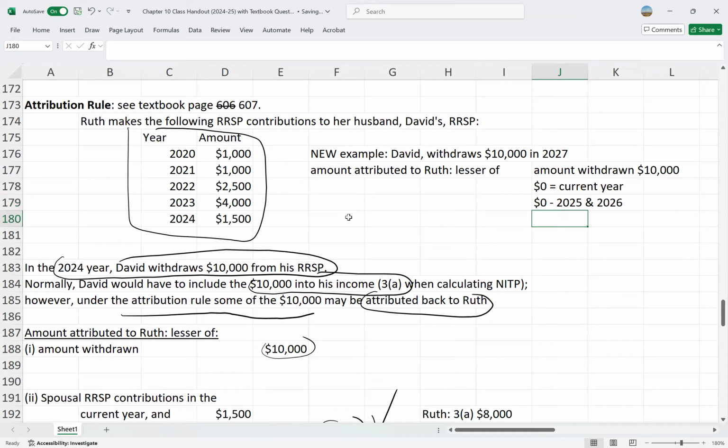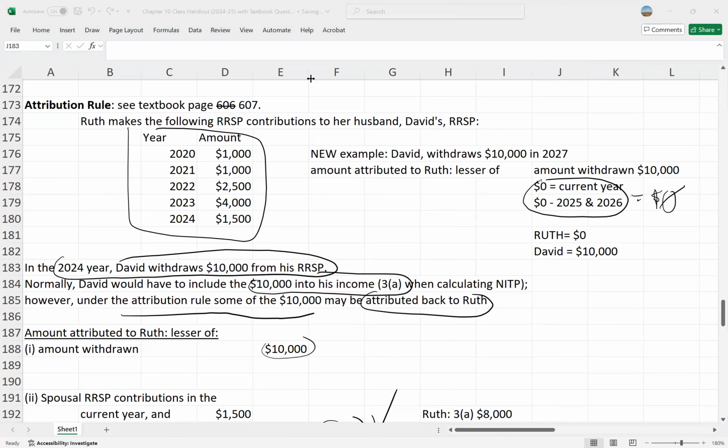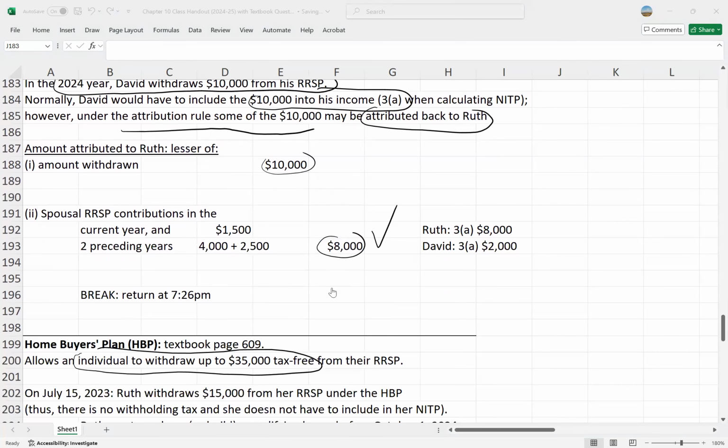I think this is getting at the question that Hayden was asking. There's still the 3-year look back, but if there are no contributions in the current or the last 2 years, then there would be no further attribution. So in this example, Ruth would have 0 income, and David would have to include the full 10,000. I think that's what you're asking, Hayden. Does that answer your question? Perfect. So then let's go on to the home buyer's plan.